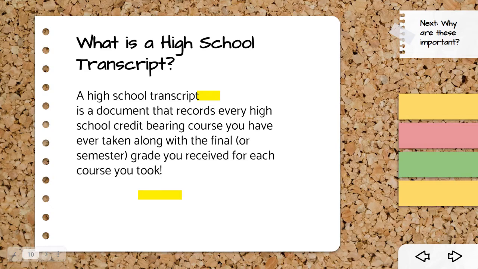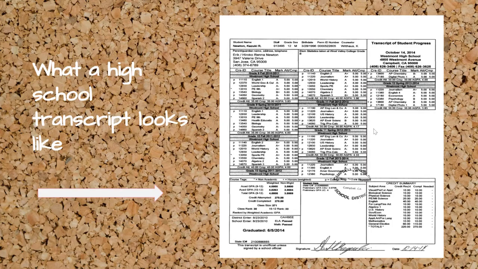And this is why it's so important. Take a look at a transcript. This one is from California. It has what the student took, how many credits they earned, and what their grades are. This goes through all 4 years of high school. Your transcript will look very similar to this when you get one in high school.